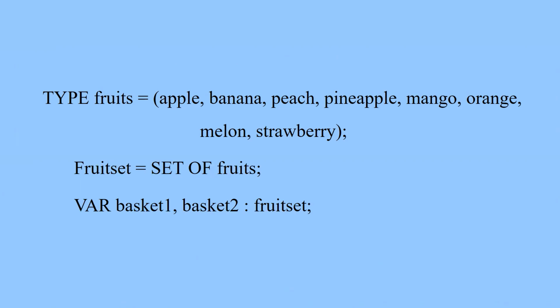We then have variables basket 1, basket 2 of type fruit set. So when we talk about fruit set, we are referring to the set of fruits. And which are these fruits? Apple, banana, peach, pineapple, mango, orange, melon, strawberry.